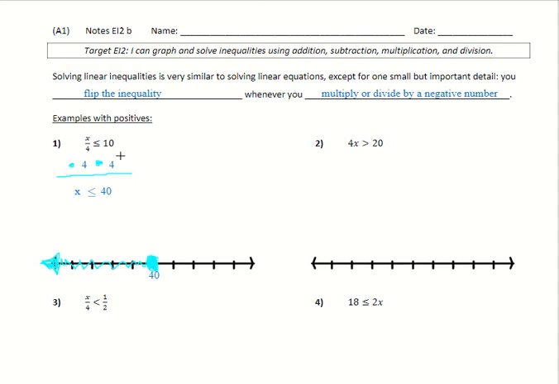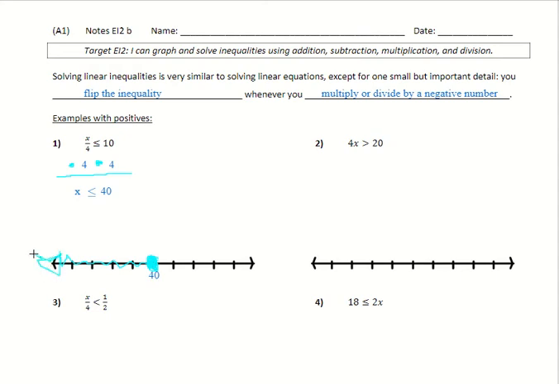So let's go ahead and actually take a look at some ones where we are just either multiplying or dividing. We're going to start out with positive numbers so we don't have to jump straight into flipping inequalities. So we'll just review what we do to solve these first. In example number 1, the operation here that I have to start with is division. So the opposite of division is going to be multiplication.